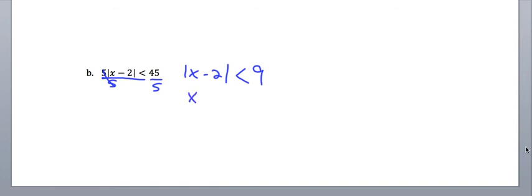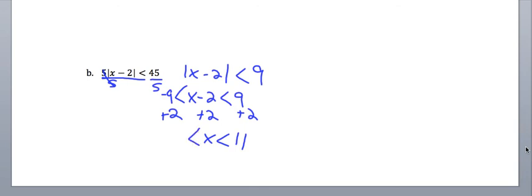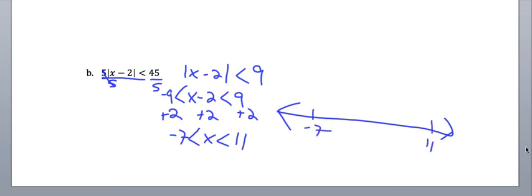So I get x minus 2 is both less than 9 and greater than negative 9. It's between those two. Add 2 to all 3 sides of the inequality, and I get that x needs to be between 11 and negative 7. Draw a number line. And this time I'm making open circles still, but I'm shading in between.